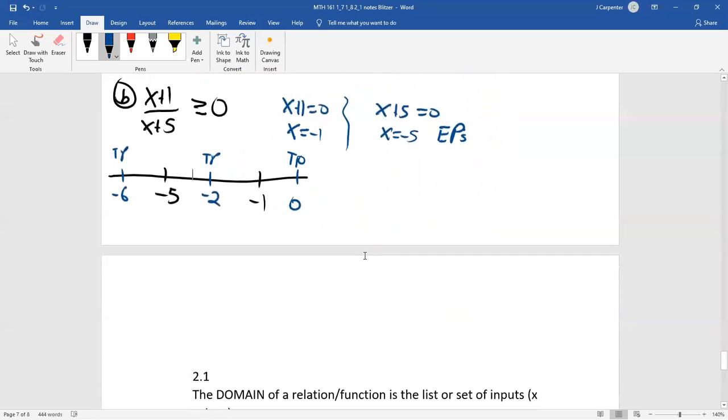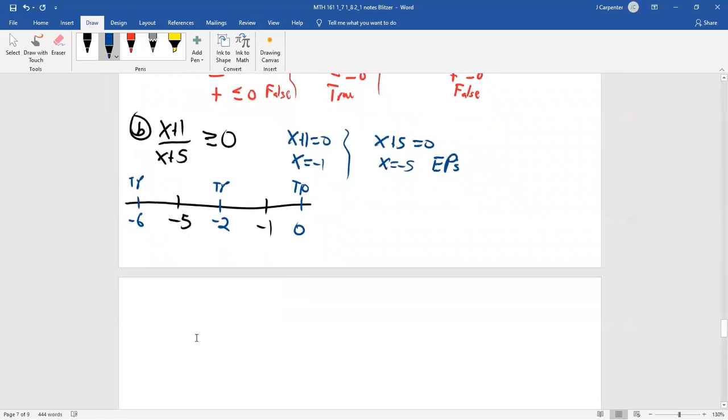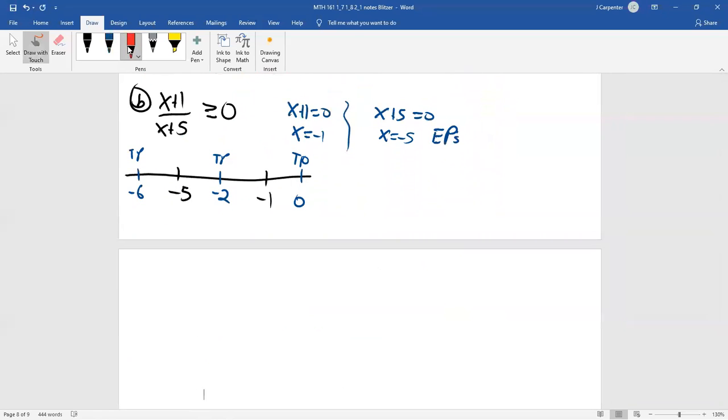And I'm going to have to do the work down here. That's not a big deal. All right, so for the test points, let's do x equals -6 first. That'll be -6 plus 1 over -6 plus 5. We're asking, is that greater than or equal to 0? -6 plus 1 is a negative. -6 plus 5 is also a negative. Negative divided by negative is a positive. Positives are greater than or equal to 0, so that's true.